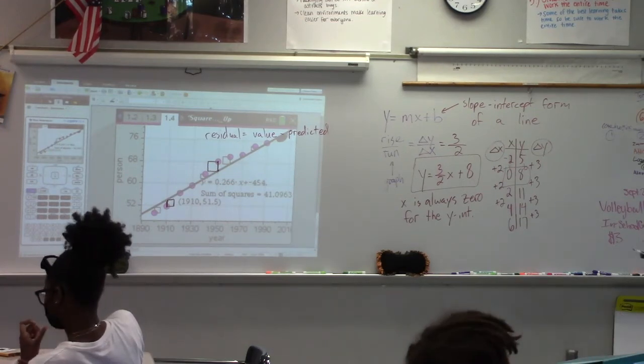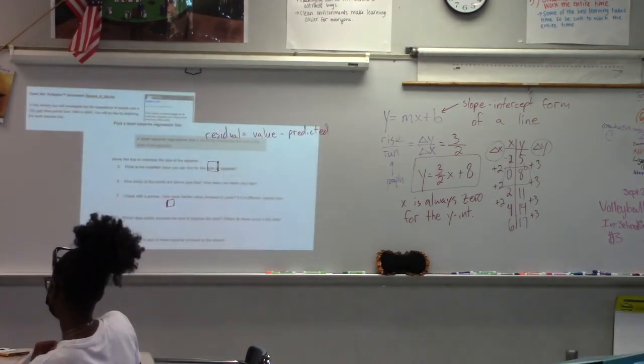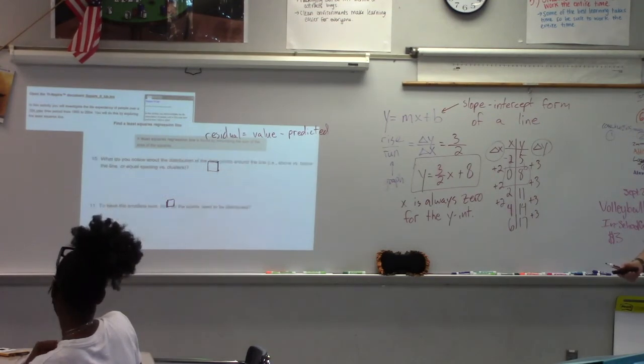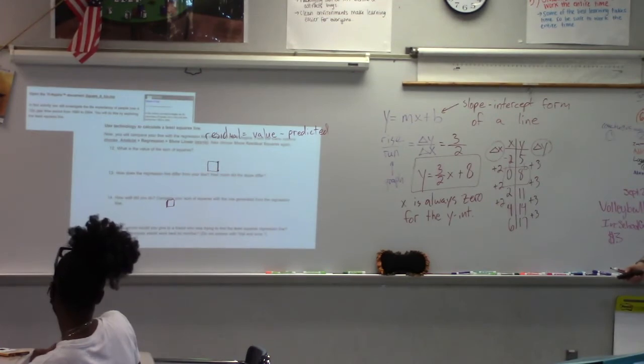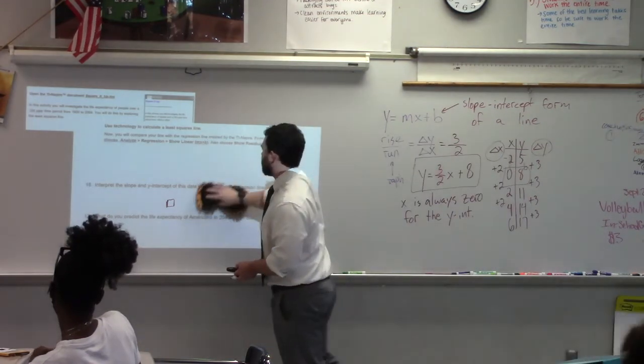Okay. So we have our sum of squares there, and we minimize those sums of squares. And so we talked about that. We'll work through these problems. And this is where we wrapped up. And this is the most important part out of that lesson.